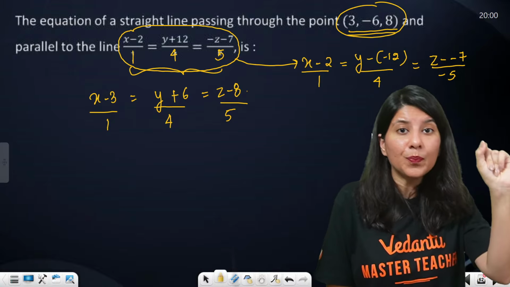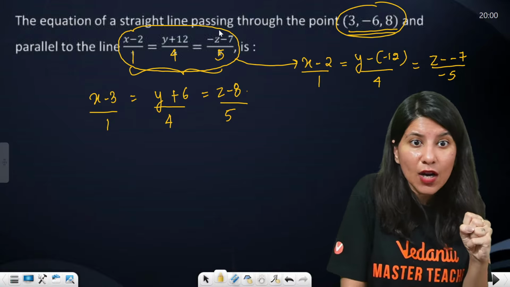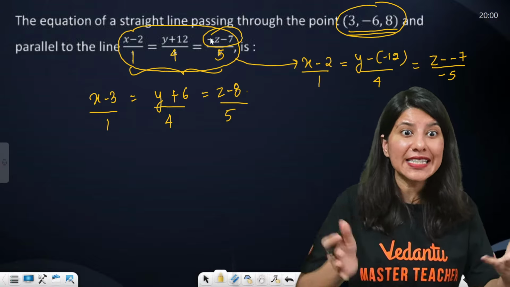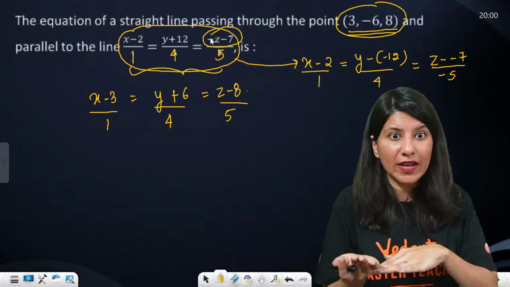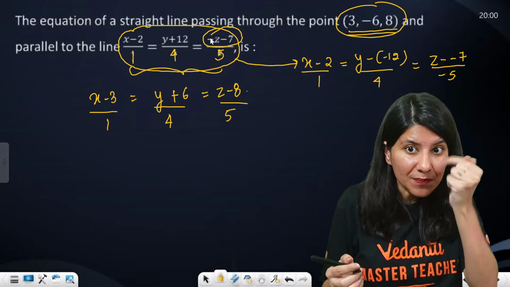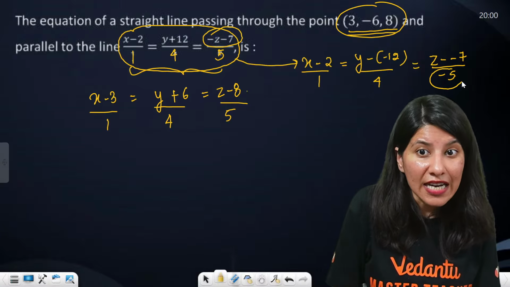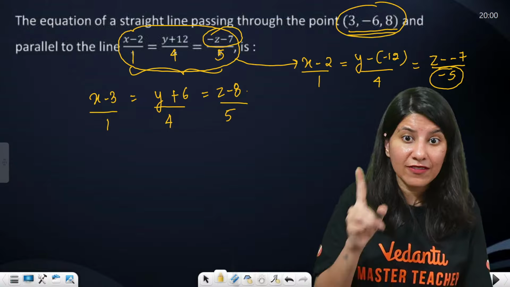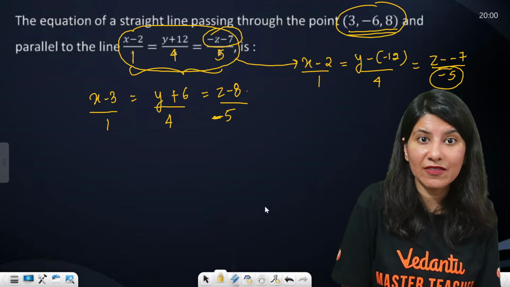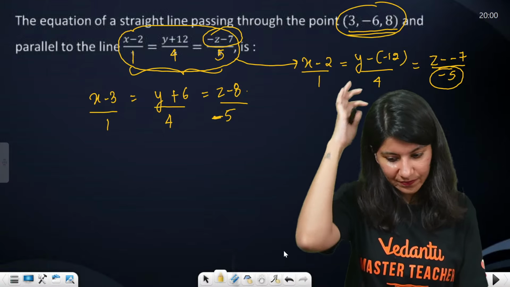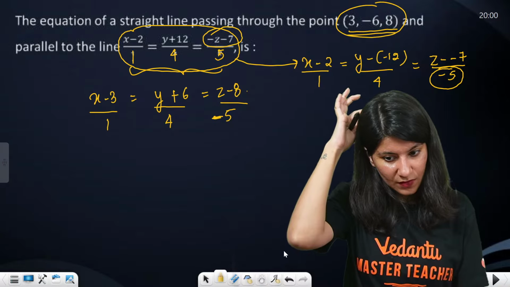You have to take the minus sign out. This is something which is unusual, because the formula says x minus x1, y minus y1, z minus z1. Minus z is not allowed. So that's why minus 5. So now the direction ratios will not be 1, 4 and 5, but 1, 4 and minus 5. Otherwise your question will be wrong.